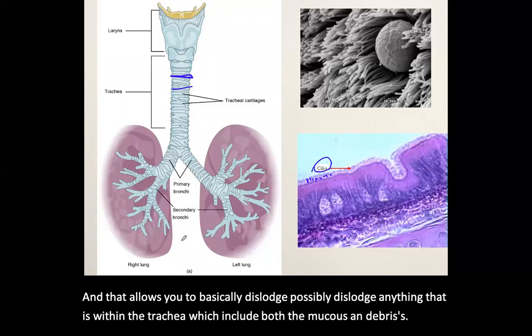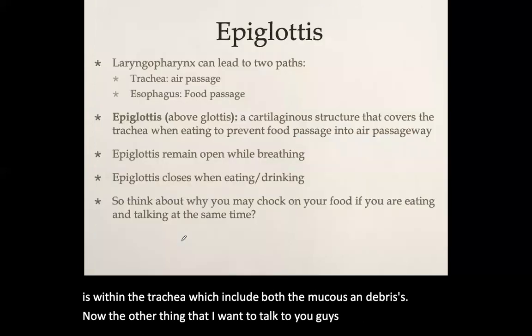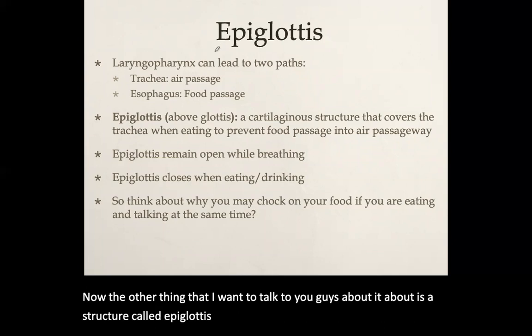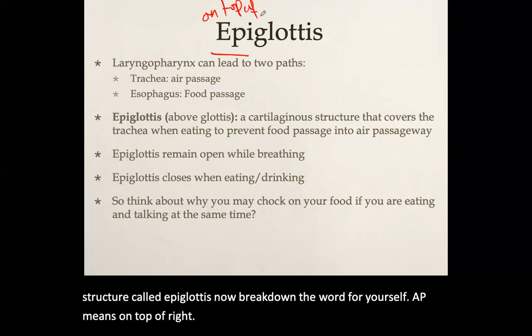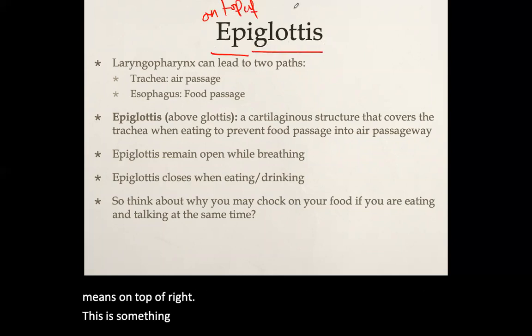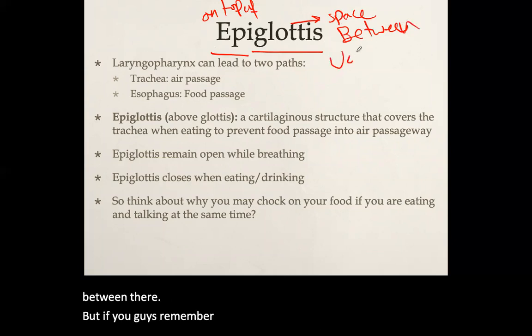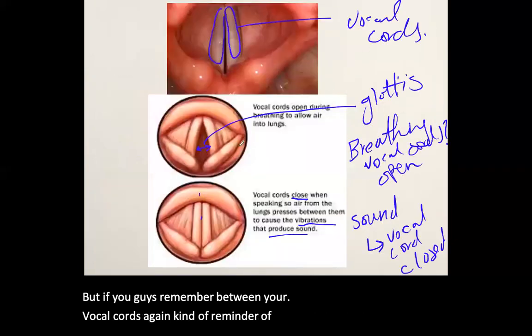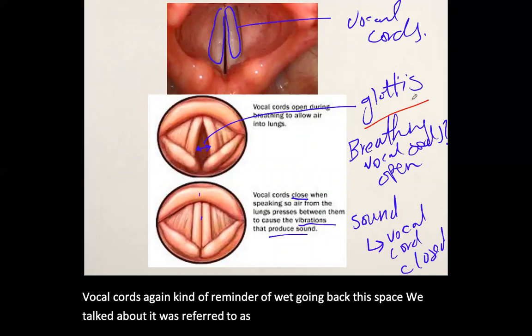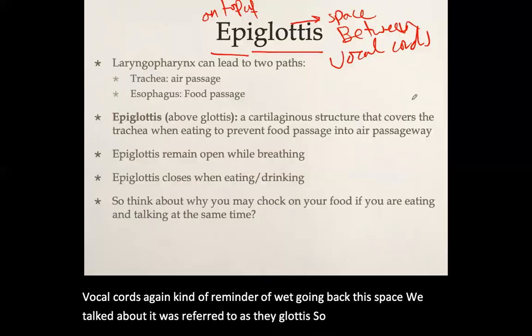Now, the other thing that I want to talk to you guys about is a structure called the epiglottis. Break down the word for yourself. Epi means on top of, right? This is something we talked about before, and the glottis was the space between, if you guys remember, your vocal cords. Again, a reminder of what we talked about, this space was referred to as the glottis. So epiglottis means it sits on top of the glottis.